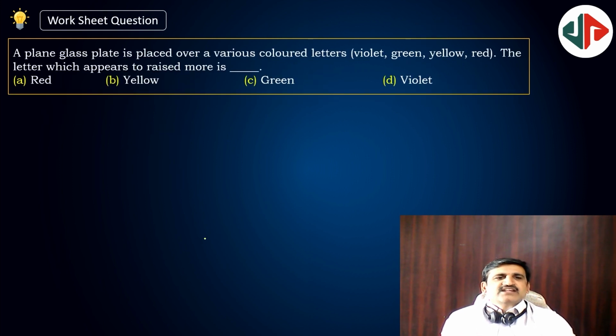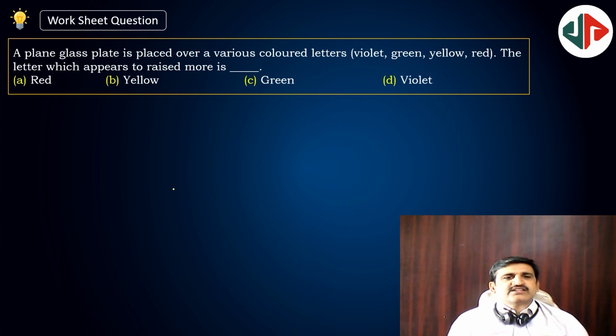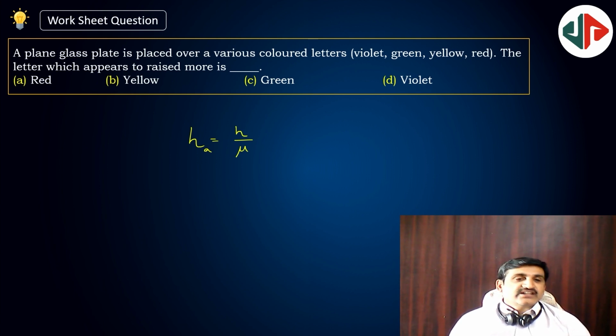A plain glass plate is placed over various colored letters. The letter which appears to rise more, which one appears to be raised more? That is the apparent shift. Apparent depth is equal to h by mu. So the mu value is more for violet, so it is in the denominator.